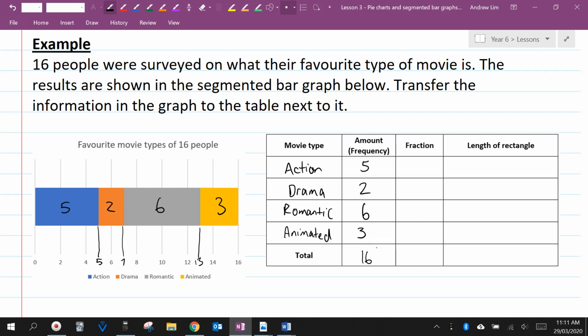Okay, so what are our fractions? Our fractions are therefore 5 out of 16, 2 out of 16, 6 out of 16, 3 out of 16, and the total is 16 out of 16, which is 1. Okay, or 100%. So now you might be thinking, how big should my rectangle be? How big should this total length be? Well, because the total is 16, I'm just going to choose 16 centimeters. Okay, that means all I'm going to do is multiply each of these fractions by 16.